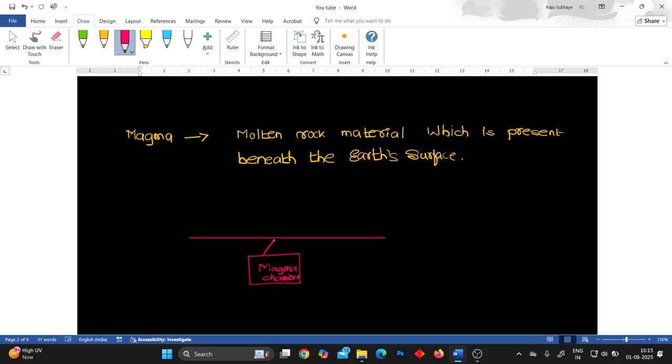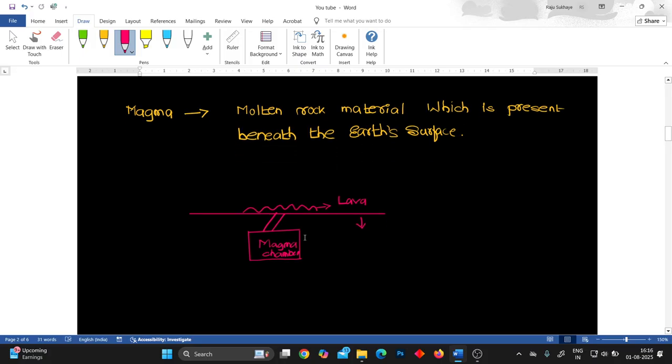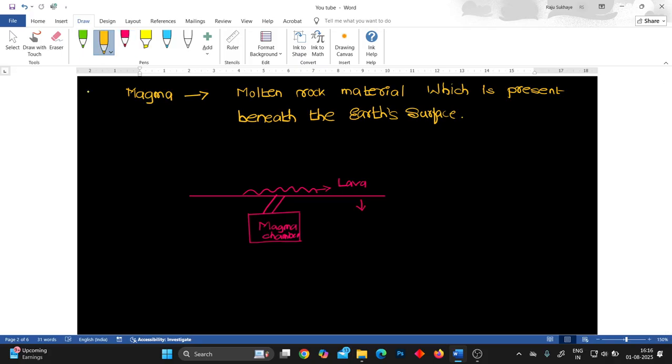When the same magma from this magma chamber comes to the earth's surface, we call that same molten rock material lava. When the same molten material is present beneath the earth's surface, we call it magma, and when it comes to the earth's surface, we call it lava. The rocks formed from this magma or lava, when it cools and consolidates, we call igneous rocks.